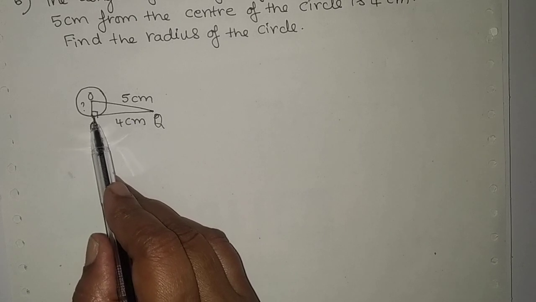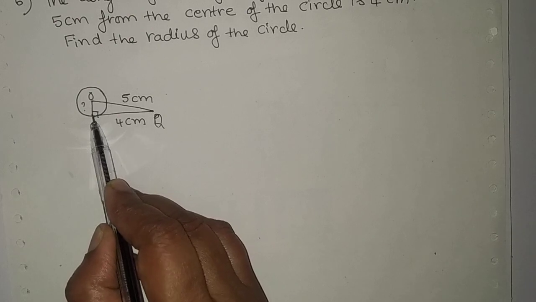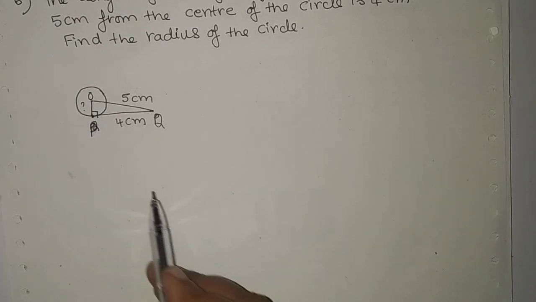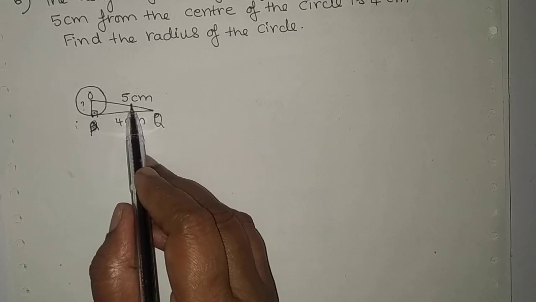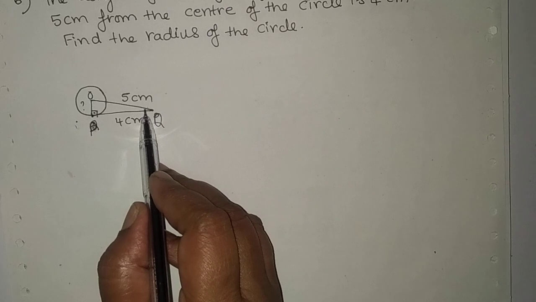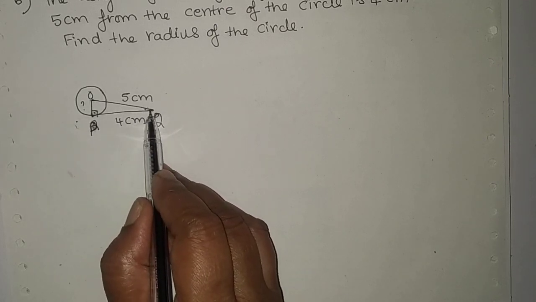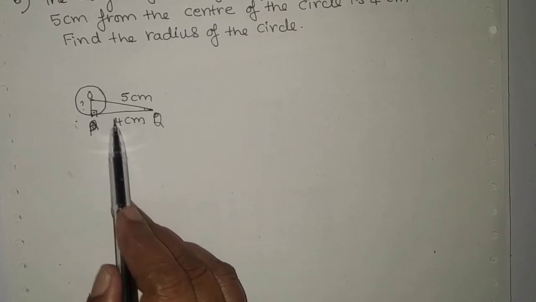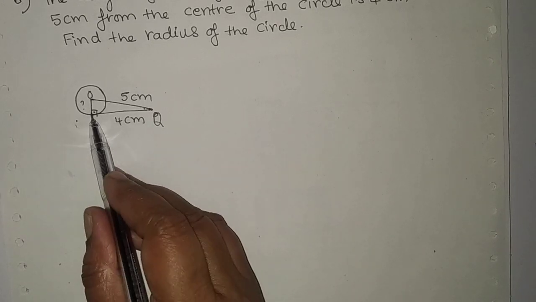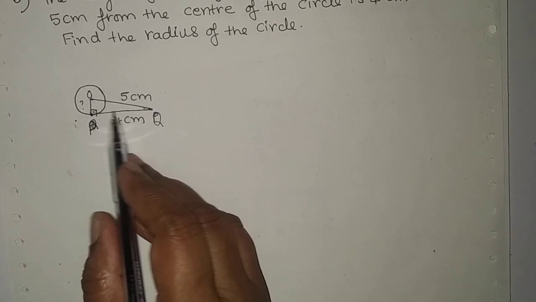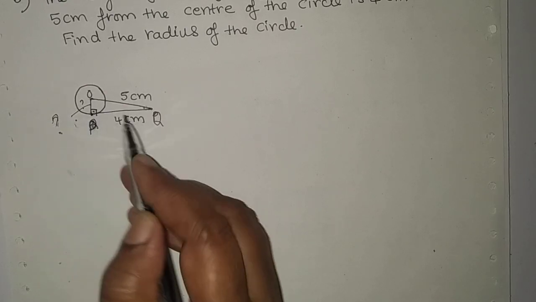I have written PQ from the point A, at a distance 5 centimeters from the center. From here it is 5 centimeters. Next, the length of the tangent is 4 centimeters. Now here it is 4 centimeters. So we have to find the radius.